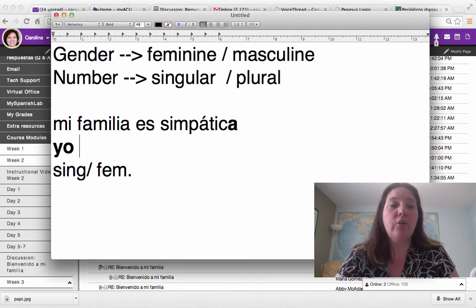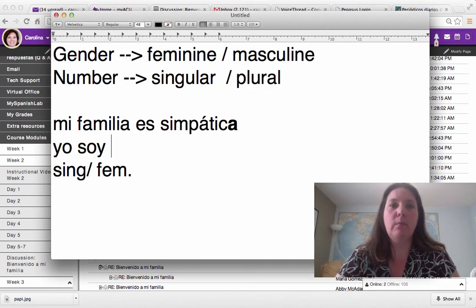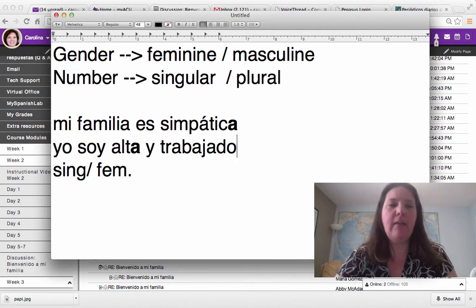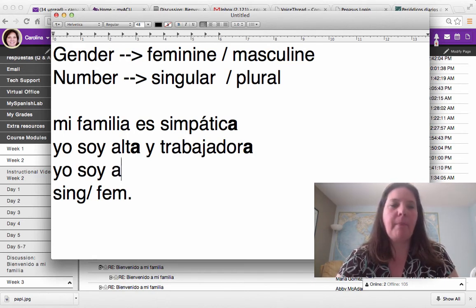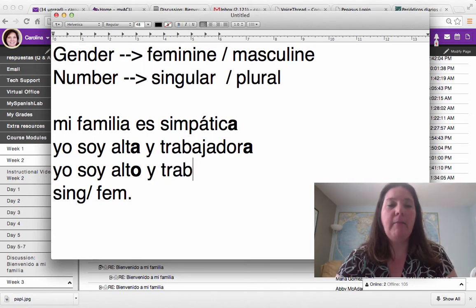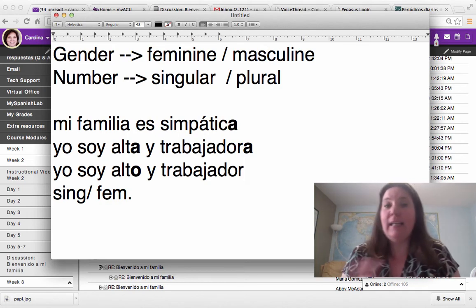Or if you say yo soy, if you're a girl, you want to say I'm tall and I'm, I don't know, hardworking, okay? If you're a girl, you're going to say alta, right? Y trabajadora, because you're a girl. Now, if you're a guy, you're going to say yo soy alto, right? Y trabajador, okay, because you're a guy. So it has to be in the masculine and singular.